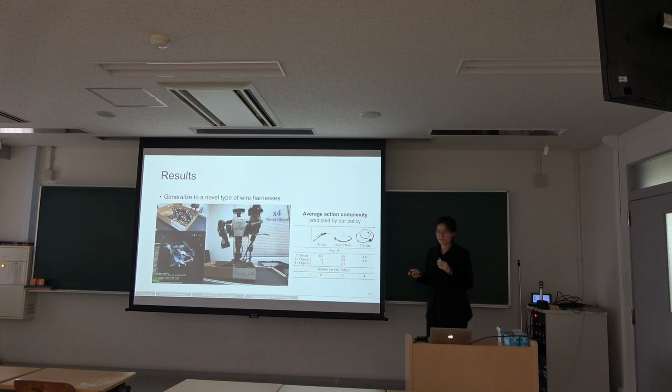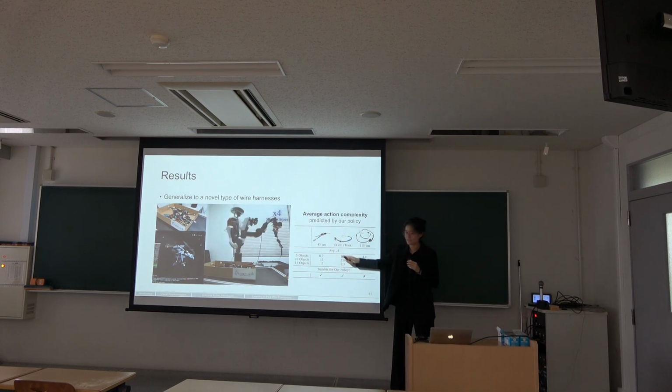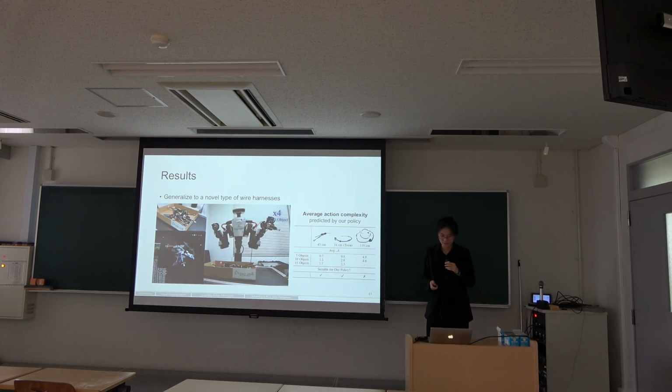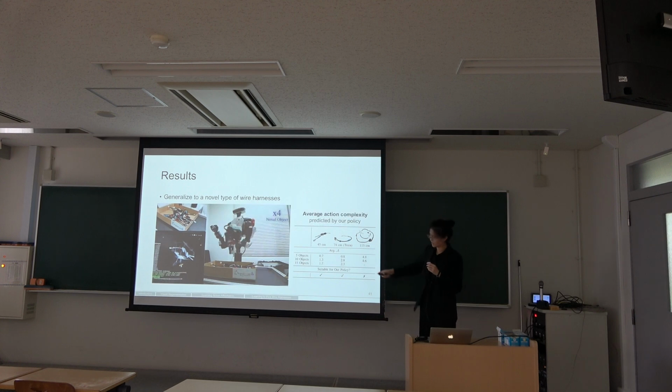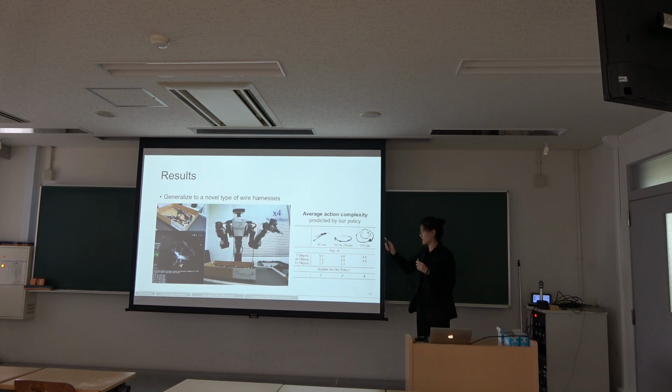We also test our policy on a novel type of wire harness. It is different in length, but has similar components. The policy can select a relatively simple action complexity for this object. And for the longest objects in this column, we can see our policy predicts that it requires more complex actions, but the current motion primitives might not be suitable for this kind of object.